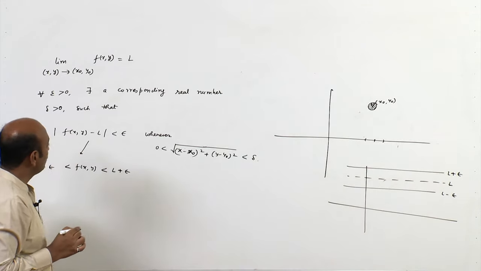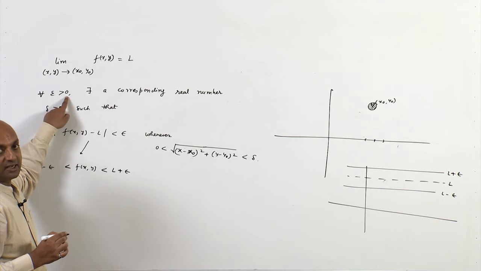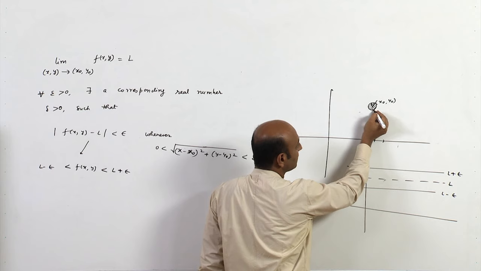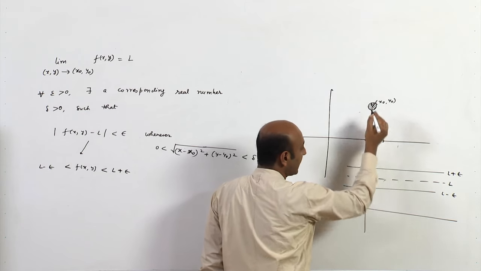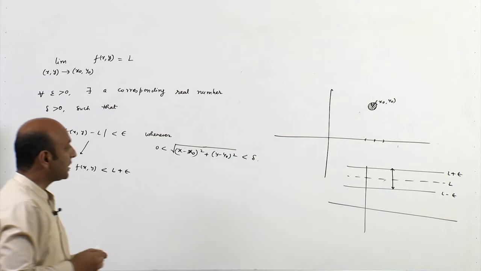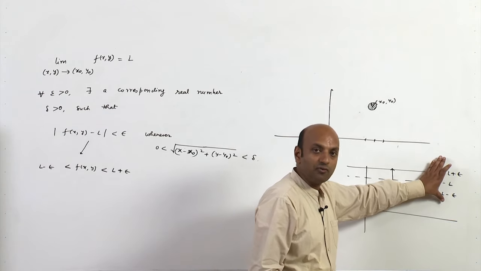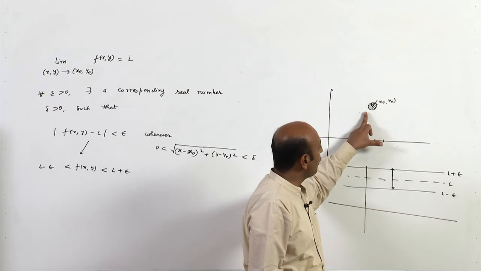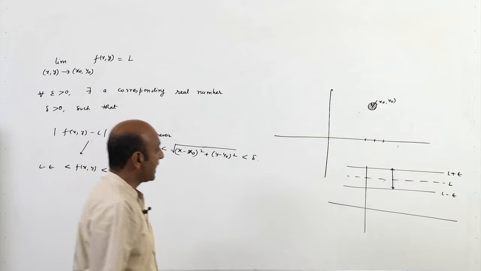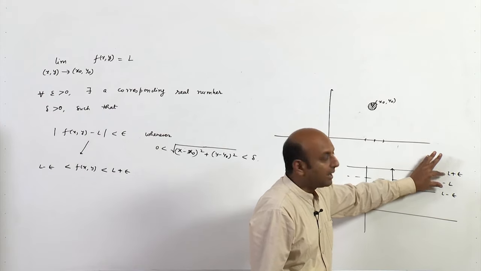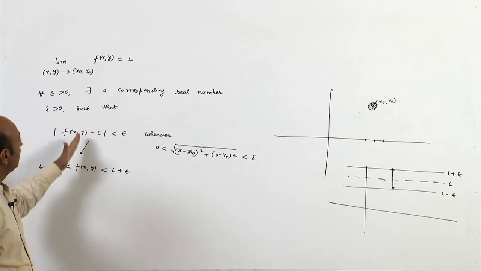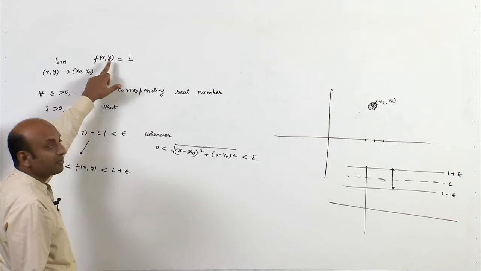Now you choose any epsilon greater than 0, there will always exist a corresponding delta such that all those (x, y) which lie in this disk, their images will lie totally inside this band. No matter how small or how large an epsilon you take, there will always exist a corresponding delta such that the images of all those (x, y) lying in this disk are totally contained in this band. So as epsilon tends to 0, this tends to L and this tends to (x naught, y naught). So this is how we can define the limit for two variable functions.